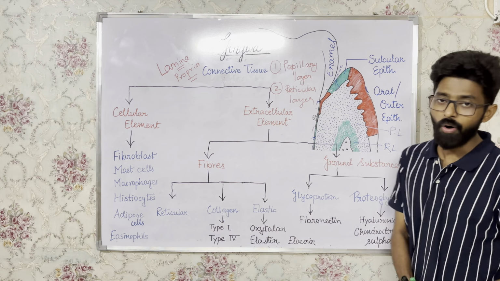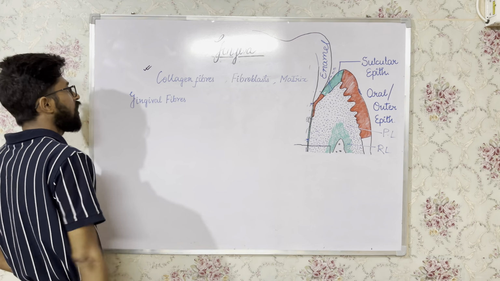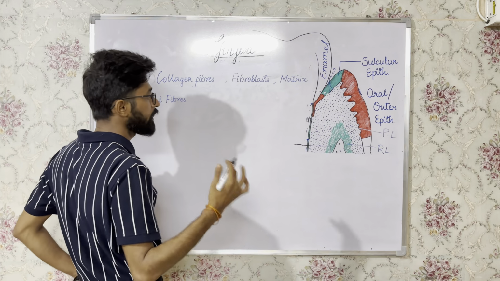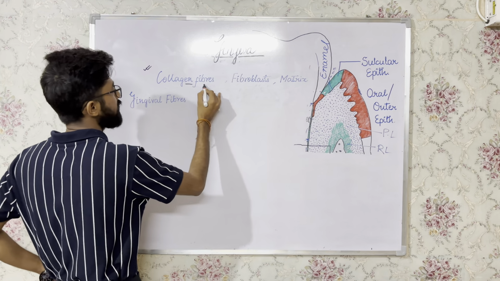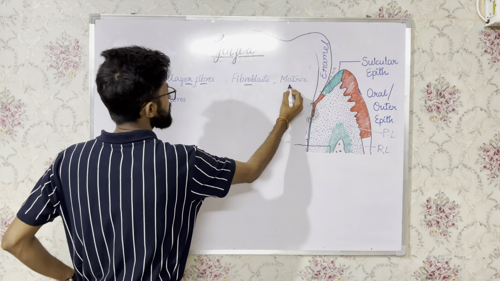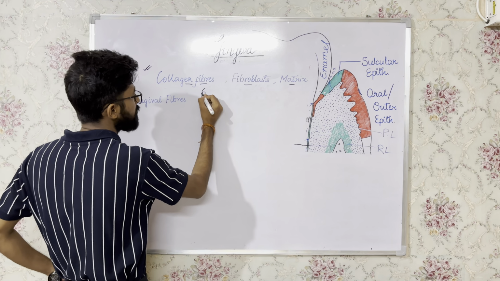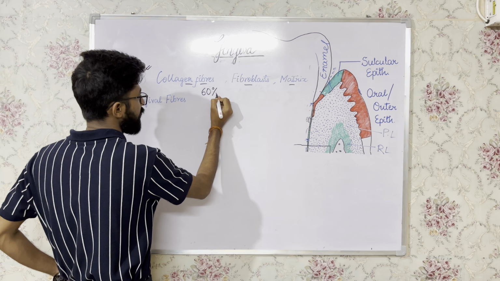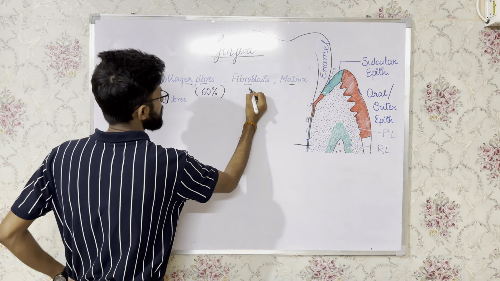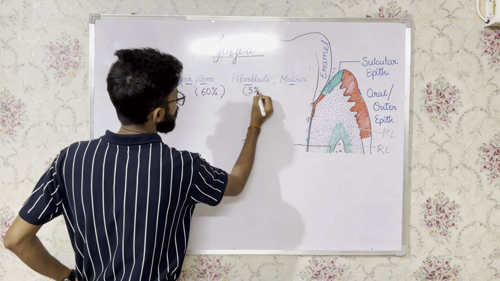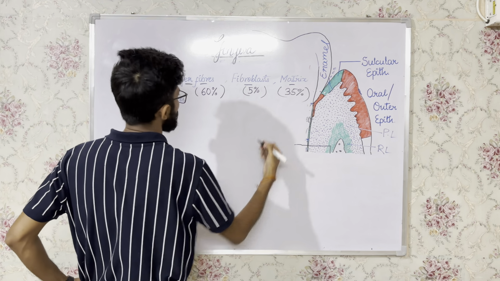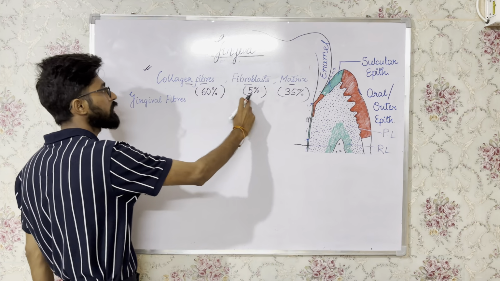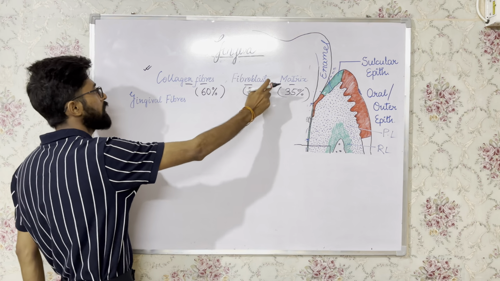Now the major components of the gingival connective tissue, if we divide it percentage-wise according to Carranza, are collagen fibers, fibroblasts and the matrix. So collagen fibers are 60% by volume, fibroblasts are 5% by volume, and then the rest is the matrix with the other elements in trace amounts, right? So these are the percentages: collagen fibers, fibroblasts and matrix.